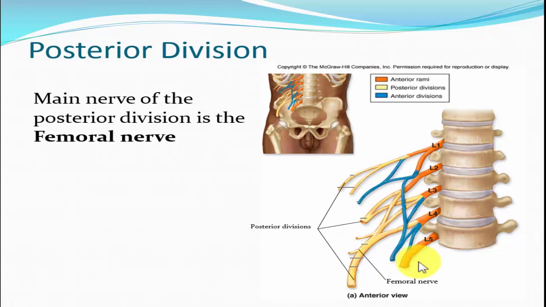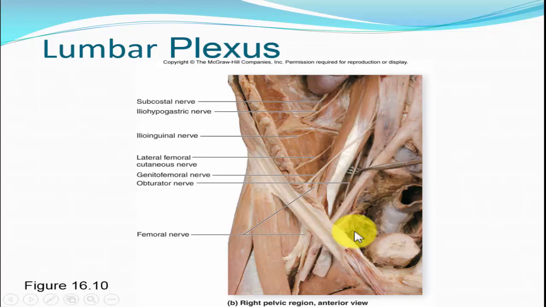The main nerve of the posterior divisions is the femoral nerve. The femoral nerve is going to be this yellow structure here. This femoral nerve is going to be critical to supplying nervous system to the lower body. We also see some more posterior divisions along the lighter yellow structures.